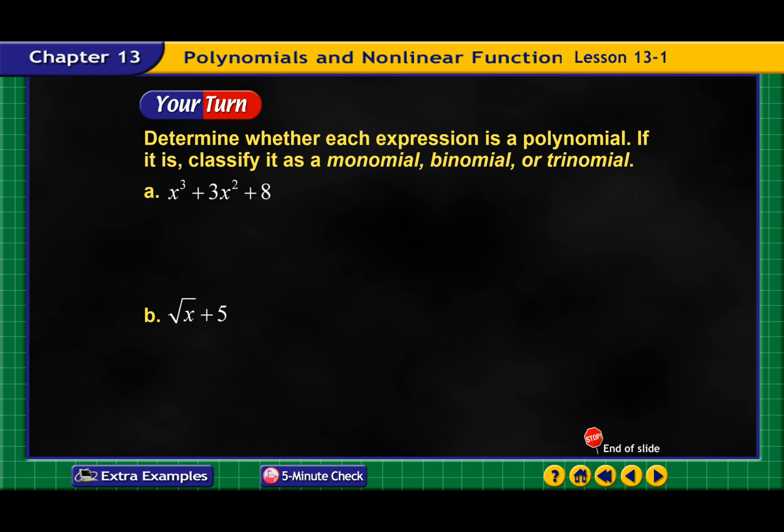All right, letter A has three terms. There isn't any negative exponents, there isn't a variable in the denominator. So yes, this is a polynomial, and it would be a trinomial. Okay, on the letter B, we've got a radical on the variable. That is not allowed. That would not be a polynomial.